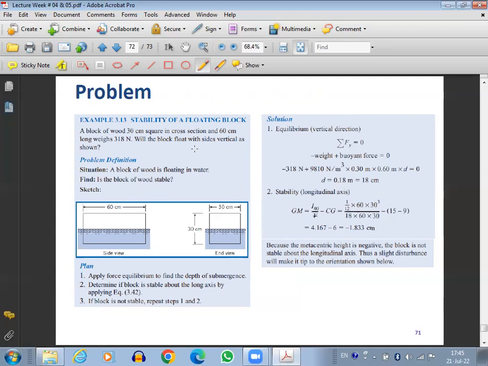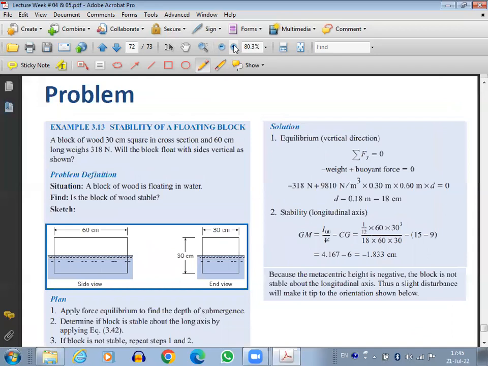So we just want to know whether this block of wood in this condition in water would be stable or not. If it is stable, it means if I put a little disturbance on it, it will return back. But if it is unstable, then if I put a slight disturbance, it will flip. So I want to know whether this will be stable or unstable. First of all, I need to know how much of this block is dipped in water.